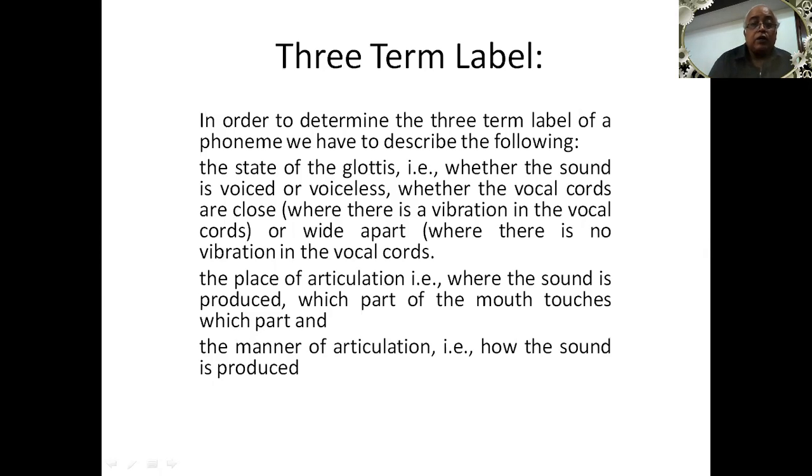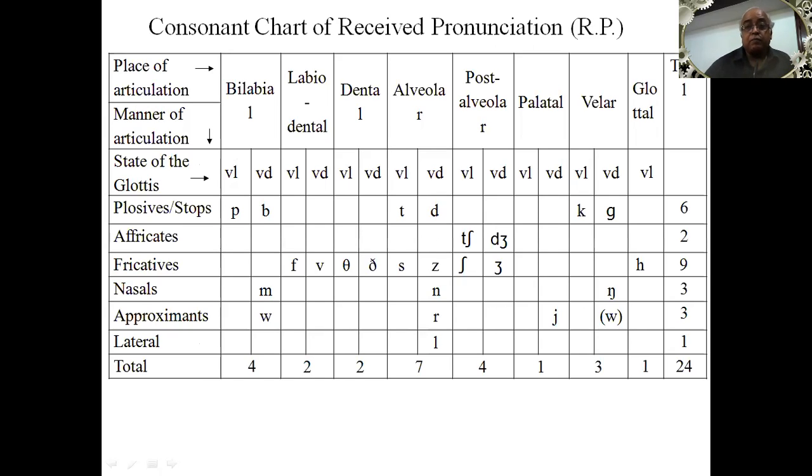Next, we have to state the place of articulation, where the sound is produced, which part of the mouth touches which part. And then we have to state the manner of articulation. That's how the sound is produced. We had talked of the different manners of articulation earlier. We have also talked of different places of articulation earlier. Now, let us look at the consonant chart in RP.